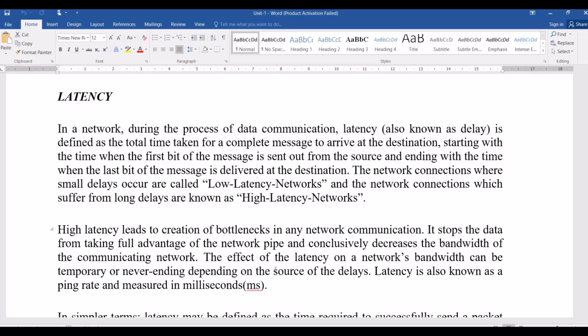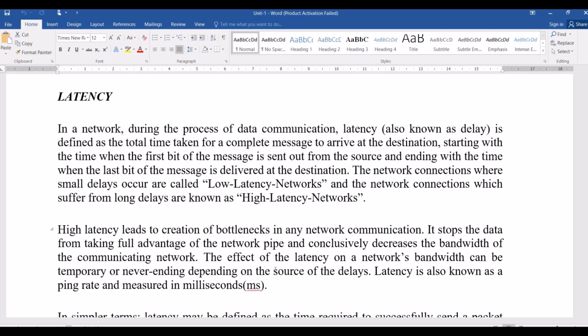There are lots of factors influencing this latency. It stops the data from taking advantage of the network pipe and conclusively decreases the bandwidth of the communicating network. The effect of latency on network bandwidth can be temporary or never-ending, depending on the source of the delay. Latency, also known as the ping rate, is measured in milliseconds.